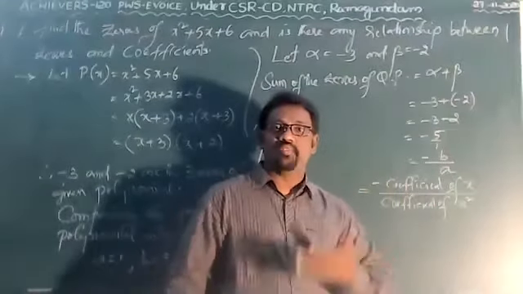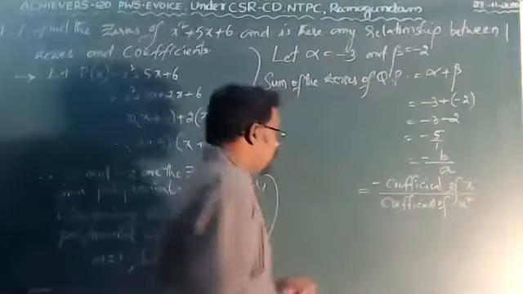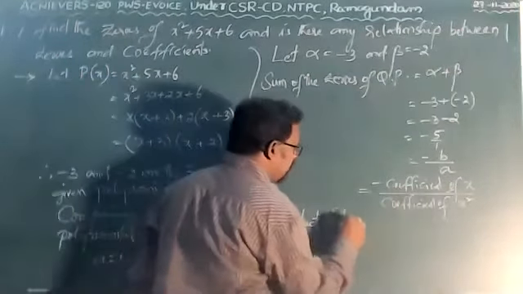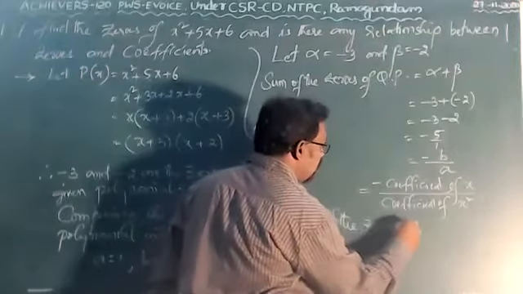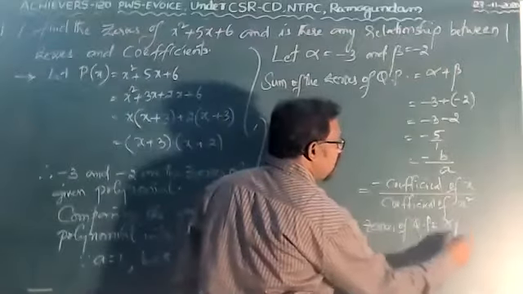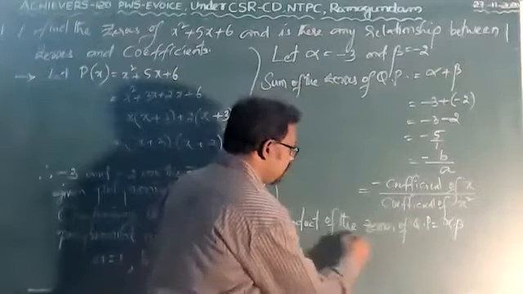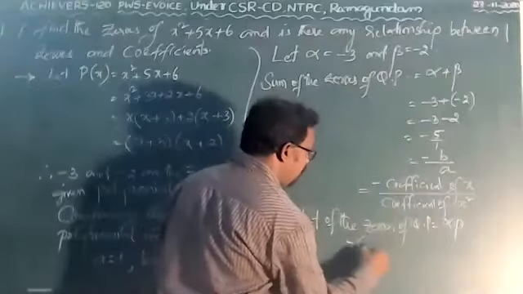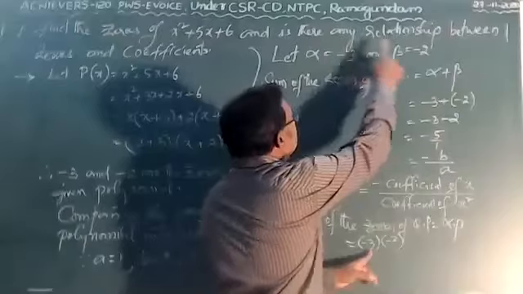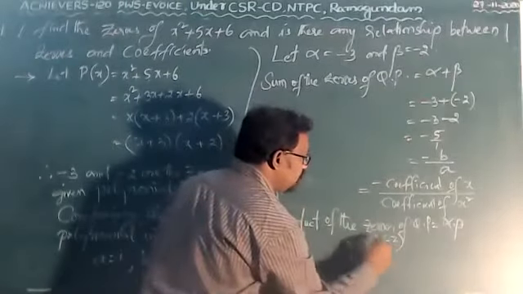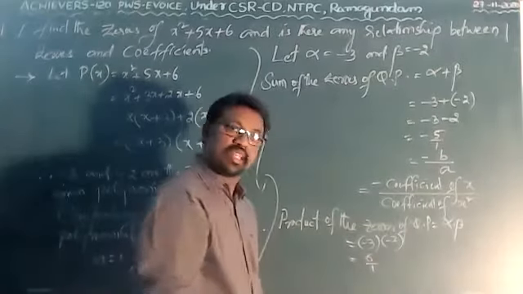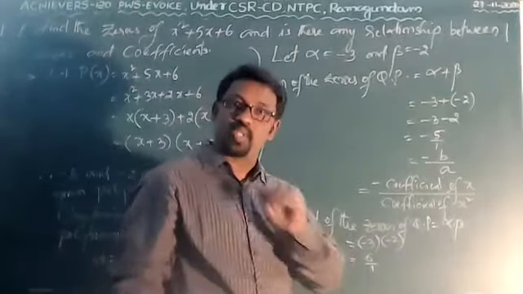In the same way, we have to find the product of the zeros of the quadratic polynomial. The product is alpha into beta. What is alpha? Minus 3. What is beta? Minus 2. Minus into minus is plus, and 3 twos are 6. You can also write it as 6 by 1.